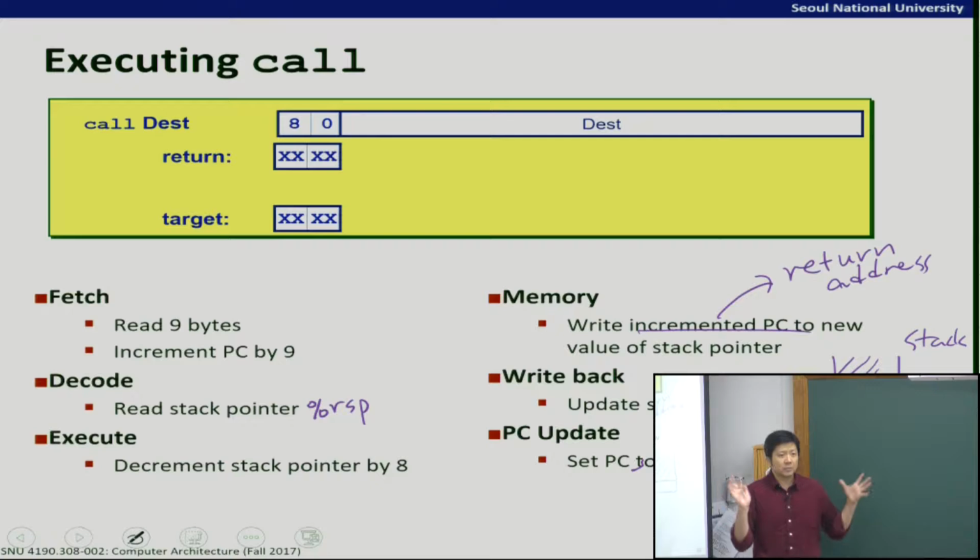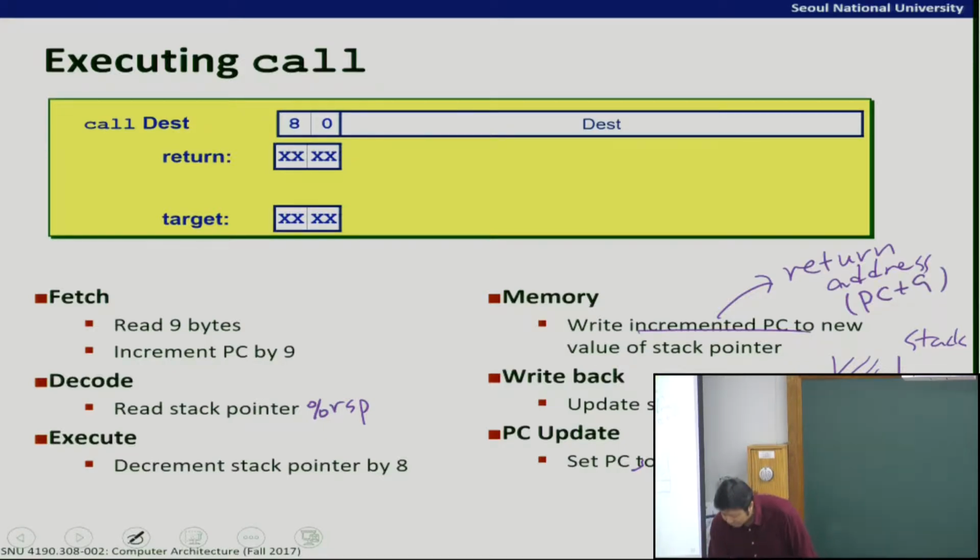So what I mean by incremented PC is the next instruction, right? The current instruction is pointed to by PC, and the next is PC plus, in this case, 9, because the call instruction takes 9 bytes. So the next instruction will be PC plus 9. So we actually push that value, write this value into the stack here. This one, PC plus 9, will go here. It's actually happening in memory stage.